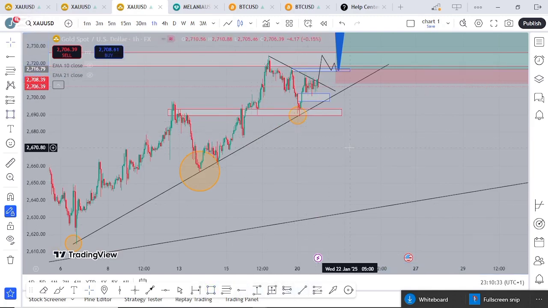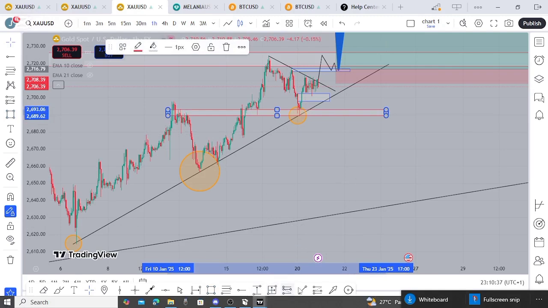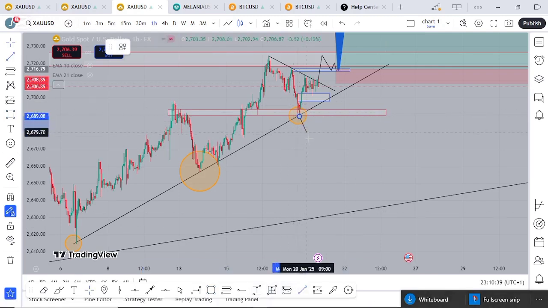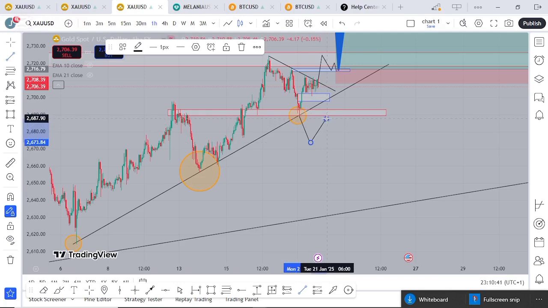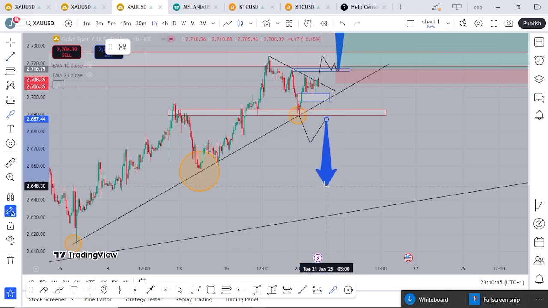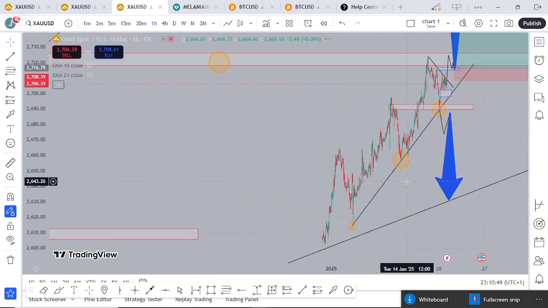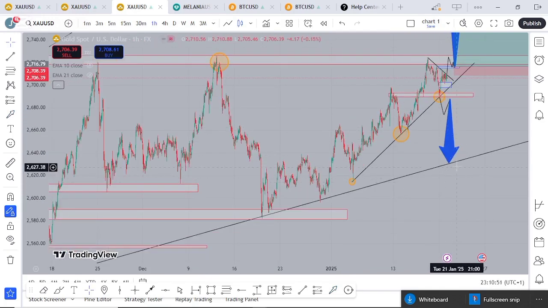So the only way that I will have interest in gold to go bearish is if I see a break and retest of this zone. If I see a break and retest of this zone, I can have interest in a partial bearish move to this particular trend line that I see. But for now, apart from this movement, I'm not seeing anything, guys.